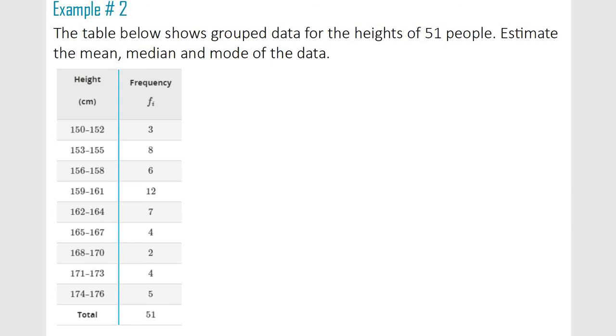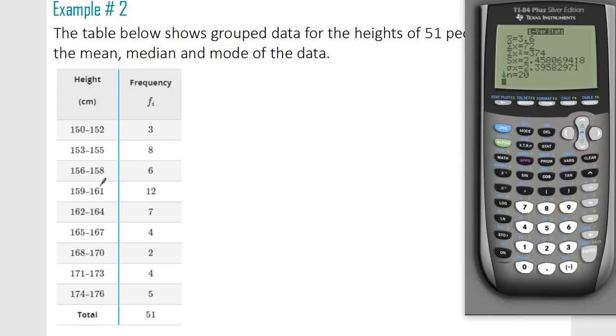You can try putting it into your calculator. This one is a little bit different because we have a range of values. It's going to be a little bit harder to estimate the mean, median, mode because we don't have the exact values. We just have those three numbers somewhere between that. So to estimate, we're going to use the midpoint, or the average of the outsides of each of these.